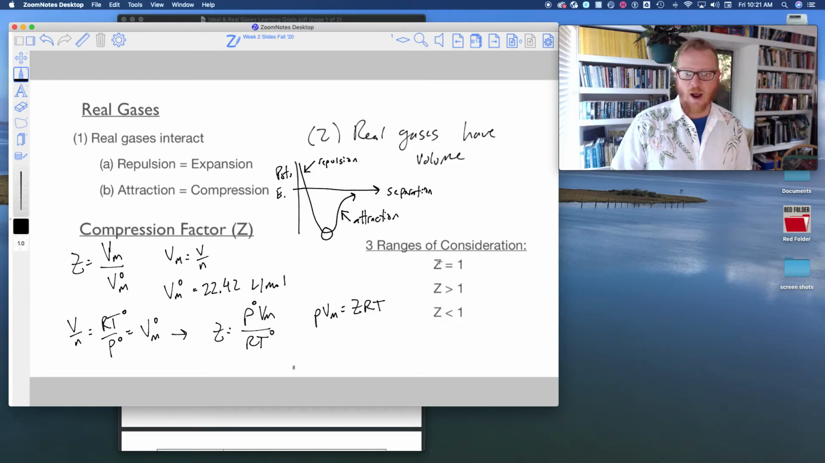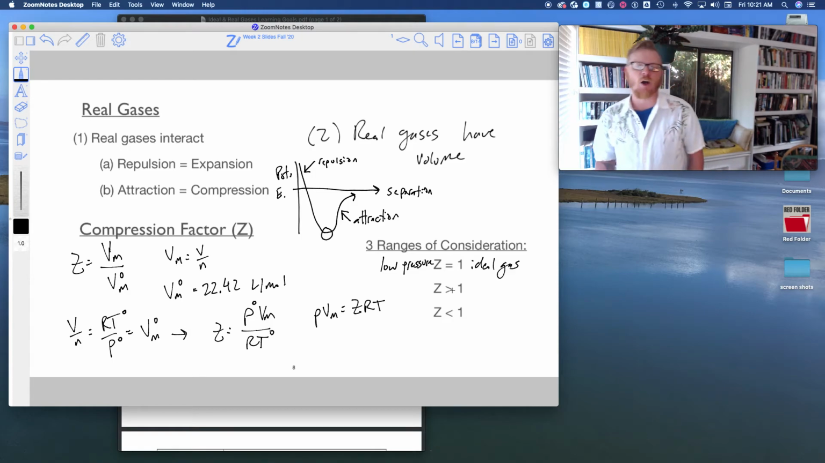So now we have a few things to consider, right? Because if you think about this, right, if Z is equal to 1, then we just have our perfect ideal gas. Okay? And so as it turns out, this is typically in a low pressure regime. Ideal gas is typically low pressure.